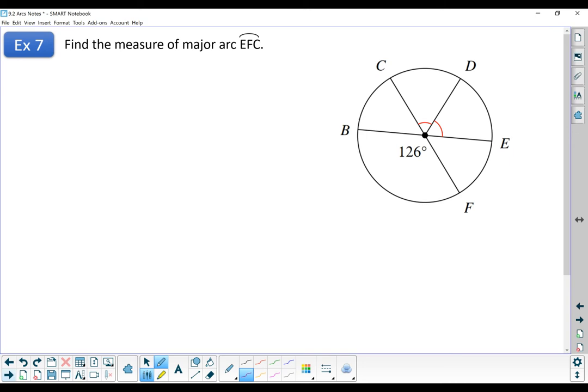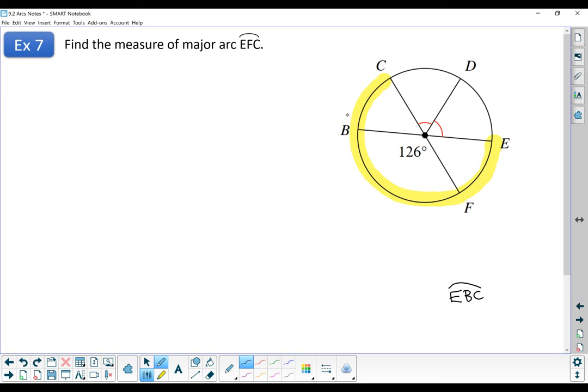Okay, on this diagram, it just asks us to find one arc. Our goal is to figure out arc starting at E, continuing to F, and continuing to C. So this arc, one thing I wanted to talk about is that there are several ways that you could name this arc. That EFC is not its only name. You could have also named it arc EBC.